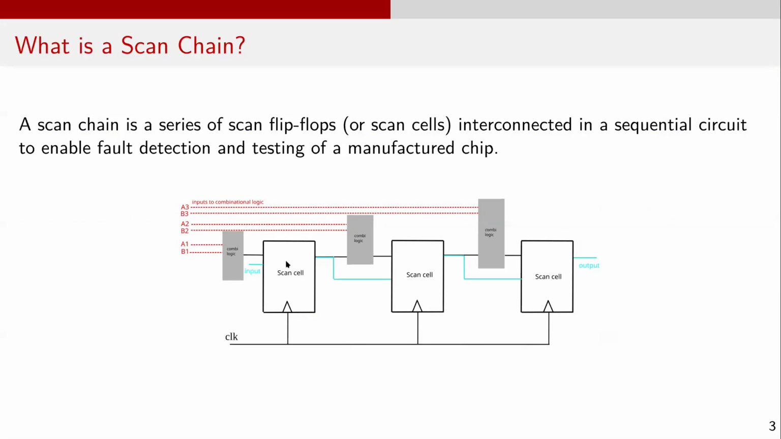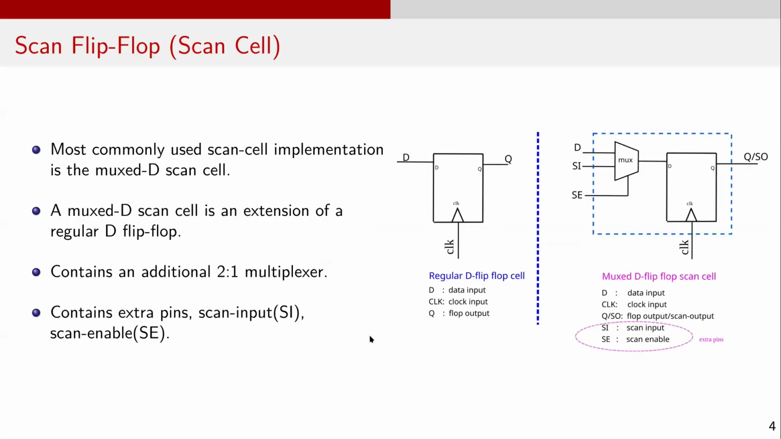manufactured chip. Here is a very high-level diagram of a scan chain in a design, where the scan flip-flops, also called scan cells, form a chain and the input data is shifted through the chain over successive clock cycles. Before we delve further into scan chain design and examine how scan chains are used for fault detection, let's first understand the fundamental building block of a scan chain, that is, the scan flip-flop or the scan cell.